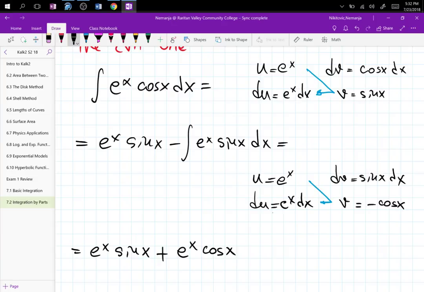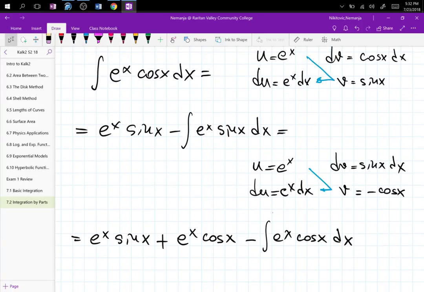That's a triple negative there. So minus the integral of e to the x cosine x dx. All right, so here is what we have. We came back to the same point we left off. The original integral and this piece are the same. No, the sign is different.